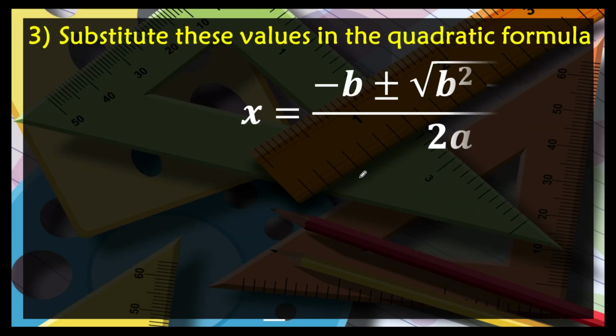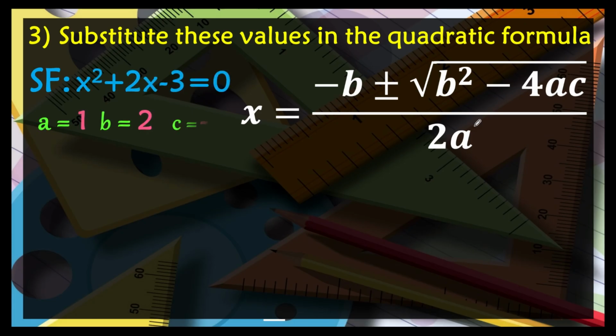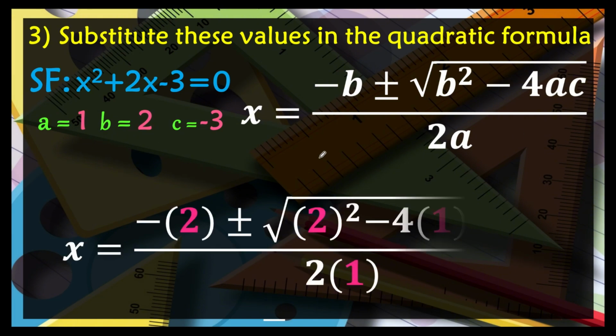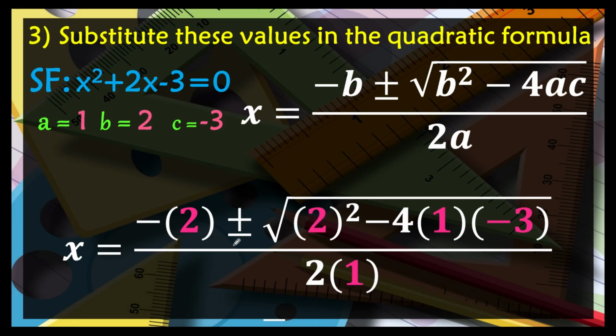Substitute the values of A, B, and C into the quadratic formula. This is the standard form, and we have identified the values of A, B, and C. Now we substitute them into our quadratic formula, replacing them one by one. As you can see, here it is. It may look difficult, but it's easy, okay?